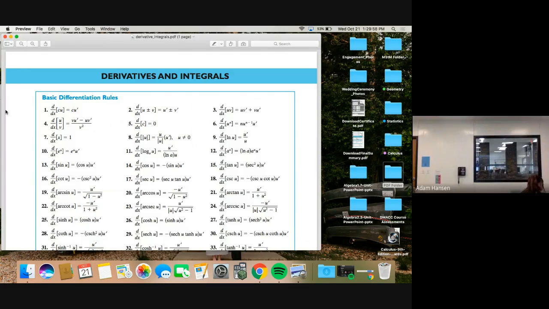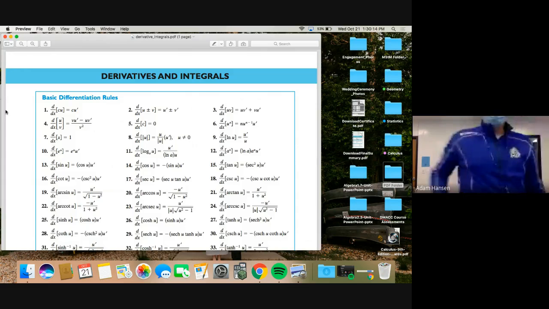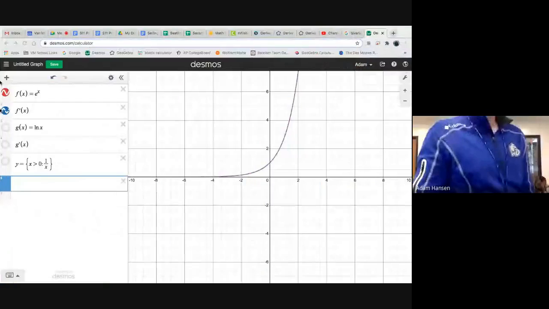This e to the u is helpful when I have functions of functions. One function is the exponential in base e. The other function is what's in the exponent, this u function, this inner function. All right, we've got the exponential derivative. The derivative of e to the x is e to the x.